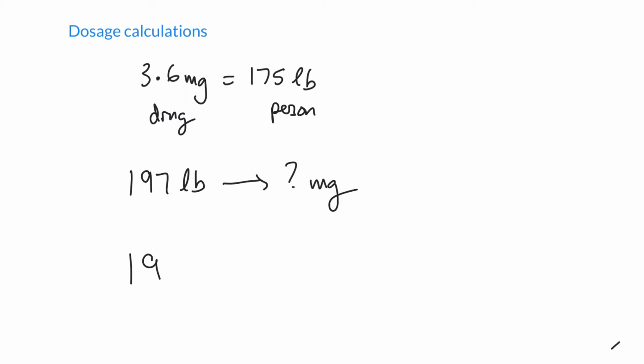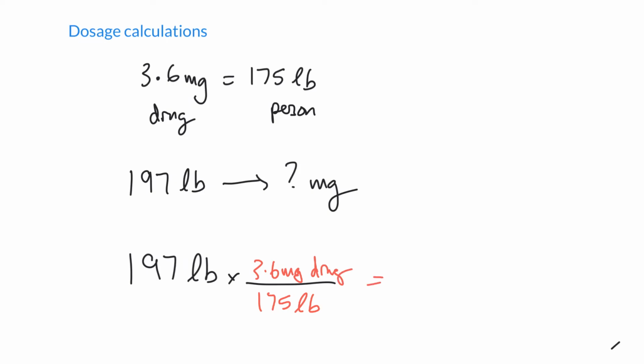So this is a perfect case where you can do this using conversion factors. So 197 pounds, I need to convert to milligrams of drug. And really, you just have to take the top things here, the milligrams of drug and the pounds of person, and put one on one side and one on the other. They're both masses, but one's the person and one's the drug, so be careful there. So I need to put the pounds on the bottom, 175 pounds, and I put the 3.6 milligrams of drug on the top.